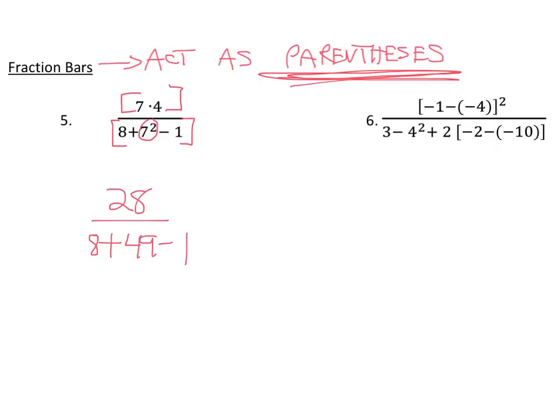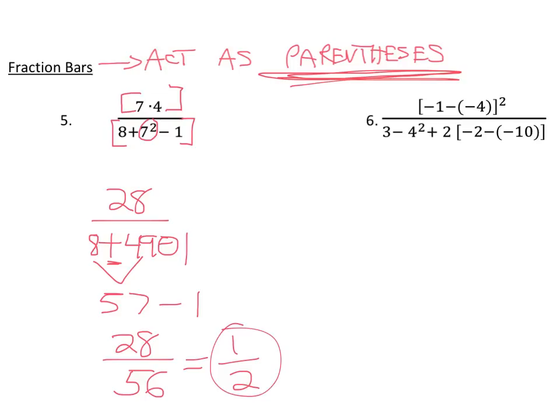And then in the bottom, I have addition and I have subtraction. That is the same priority, step 3 in PEMDAS, so I just work left to right. 8 plus 49 is what? 57. And then 57 minus 1 is 56. So I still have 28 up top, and I get 56 in the bottom. Then the very last thing you do is divide. And that fraction can simplify. 28 is actually half of 56, so this reduces to 1/2.